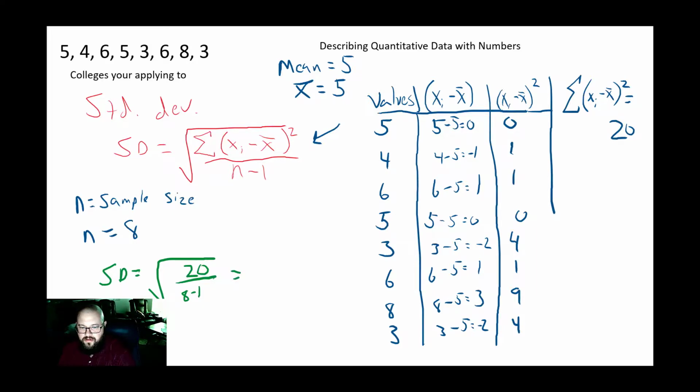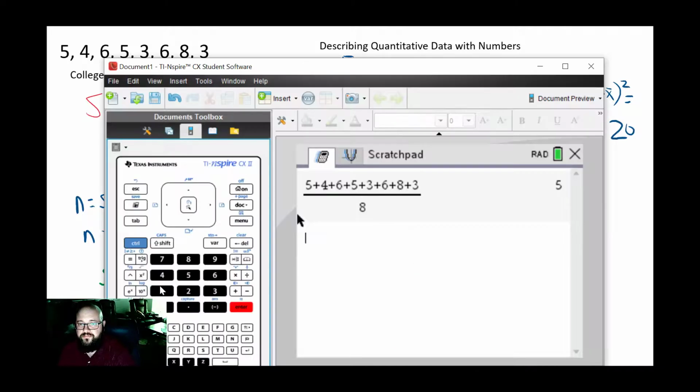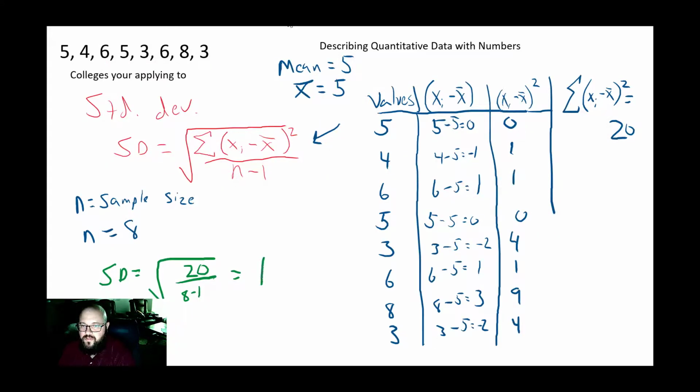Okay, and let's get the calculator right down here. So we're going to take the square root of the fraction 20 divided by 7. Okay, I'm just going to round it to 2 decimal places right there. So we're going to say 1.69.